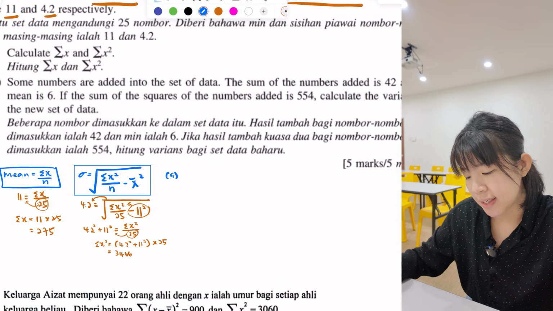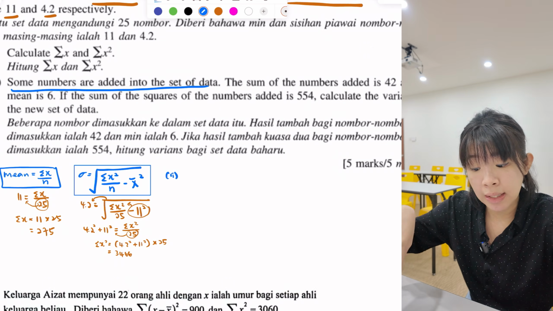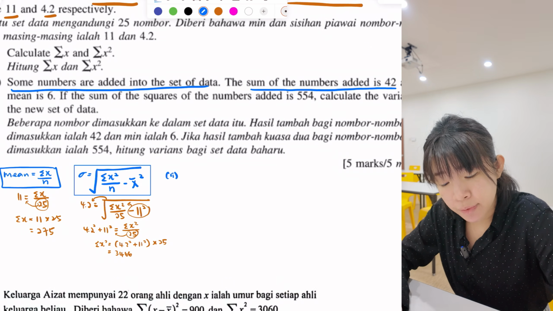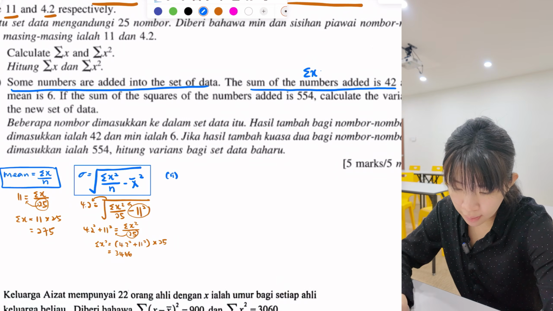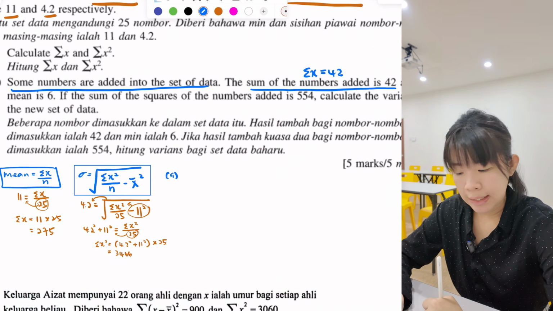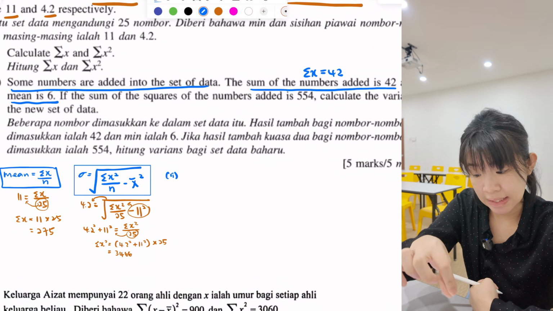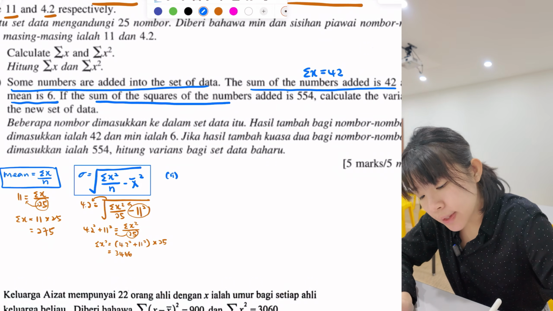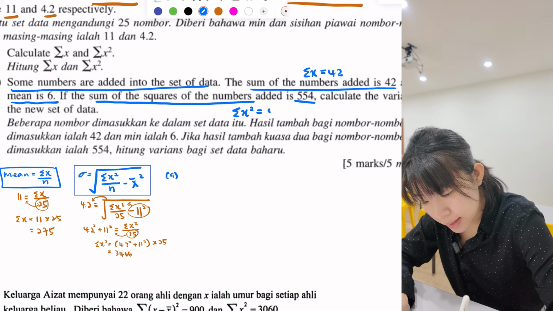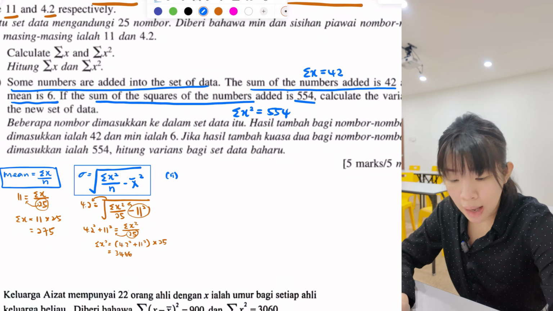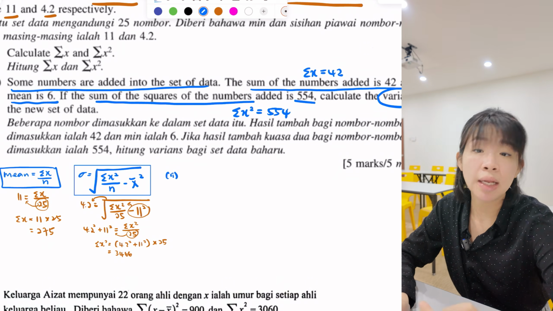Okay, part 2, the question says some number are added into the set. So they added new number in it. The sum of number added is 42. The newly added number, the sum is 42. And the mean is 6. Okay, so the newly added number, mean is 6. The sum of square of the number added is 554. So this is the sum of x squared is 554. So now we need to find the variance of the new set of data.